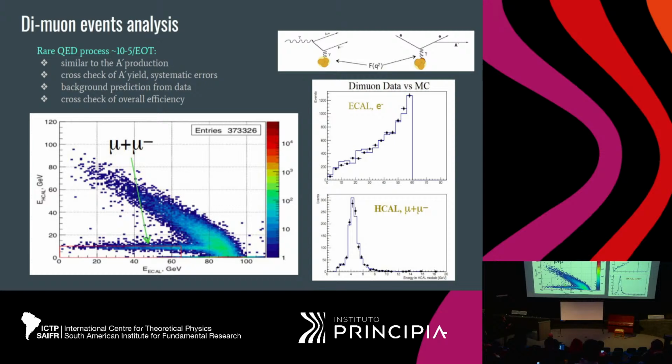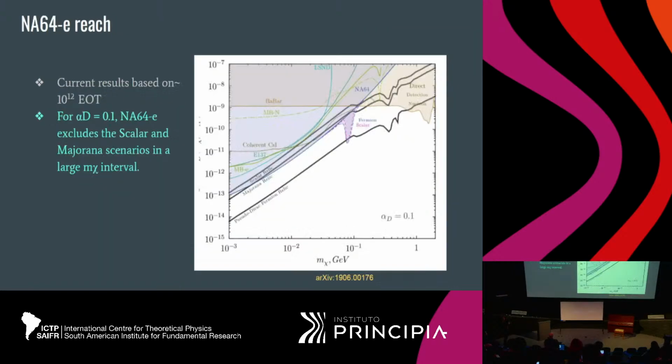For example, here you have a comparison between the muon spectrum between data and Monte Carlo, and also for the detector, where the agreement is again quite good.